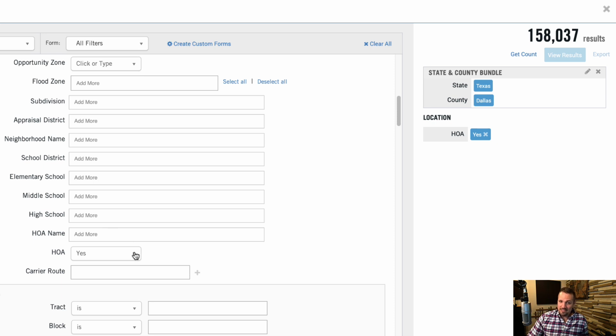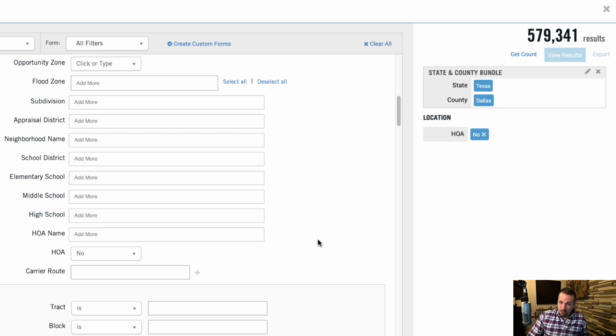Or we could do the opposite and say I only want the properties that are not in an HOA. There we go. We have the opposite number to fill in the gap there. And one thing to note about HOAs is that it is possible for some HOAs to kind of fly under the radar. Say if there's two houses that share a driveway or something like that, that could technically be an HOA. And I don't know of any mandated way that HOAs have to report themselves to the local jurisdiction. So I think most of them will, and most significant ones will. But it is possible that some HOAs can fly under the radar. So that's just one thing to be aware of.